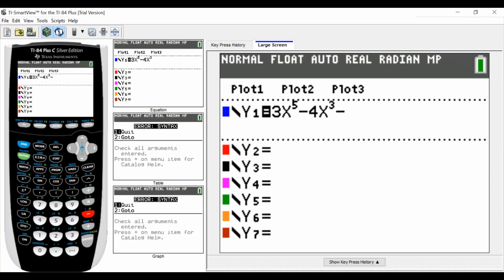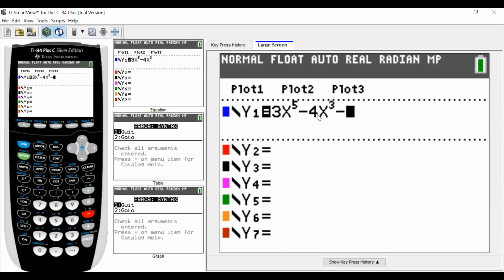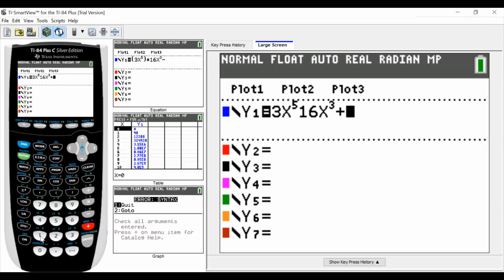oh, hold on a second. I totally messed up somewhere. Sorry. Go back to this. Let's see, where did I mess up? Okay, you know what? No, I didn't mess it up. I need to do one more thing. I need to combine those two together, and -4 and -12 is a -16x cubed. Sorry about that. So minus 16x cubed. So just change that to a 16x cubed. And then plus 16x.